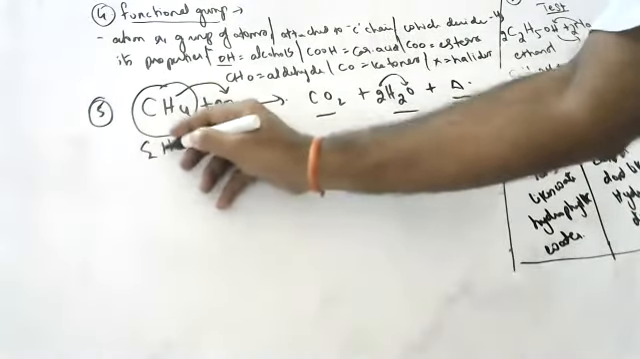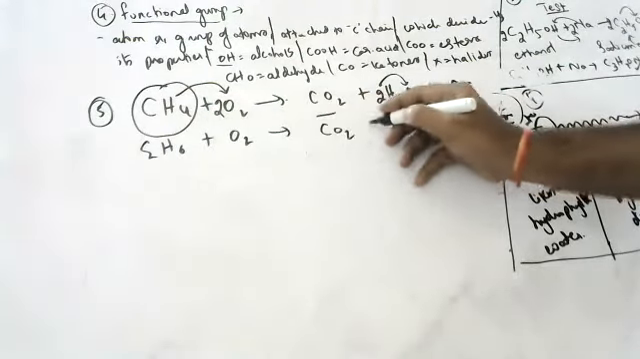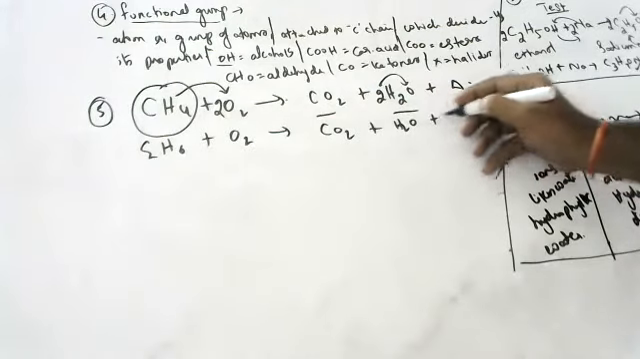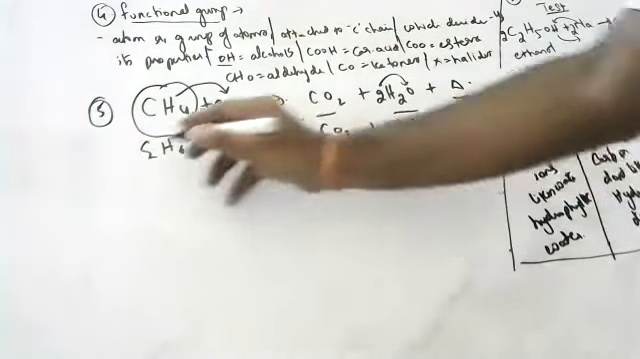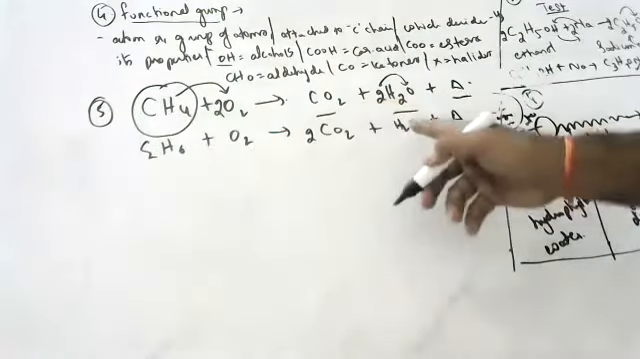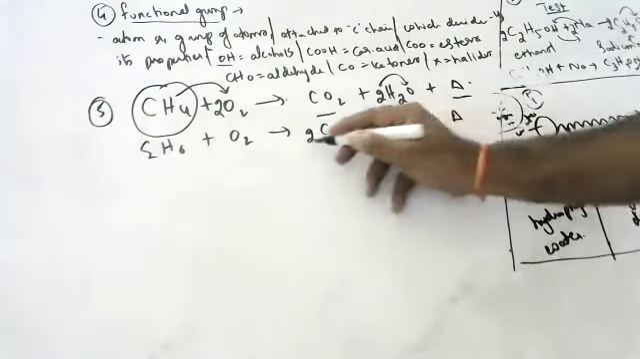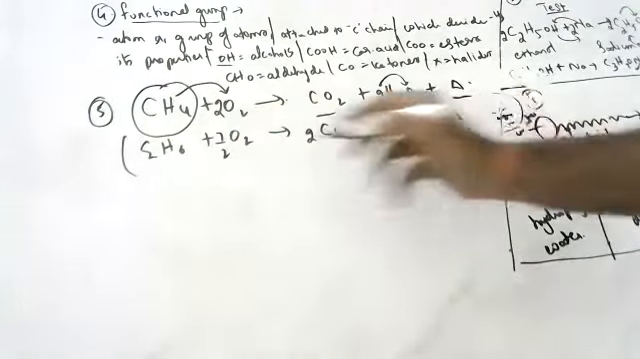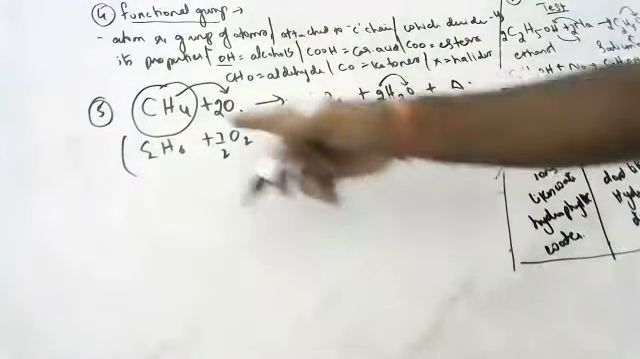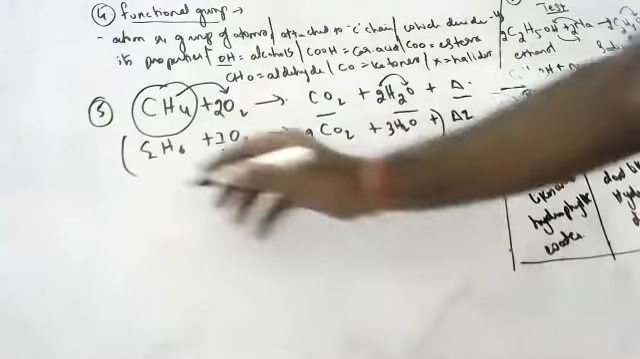Can anyone complete the reaction? C2H6 plus O2, ethane plus oxygen, gives CO2 plus H2O plus heat. That's all. Combustion always gives carbon dioxide, water, and energy. Two carbons put here, and six hydrogens put here. Okay, 2 by 4 plus 7. Multiply the whole equation by 2. Put 7 by 2, multiply the whole equation by 2. You get the correct answer. Okay, so next.